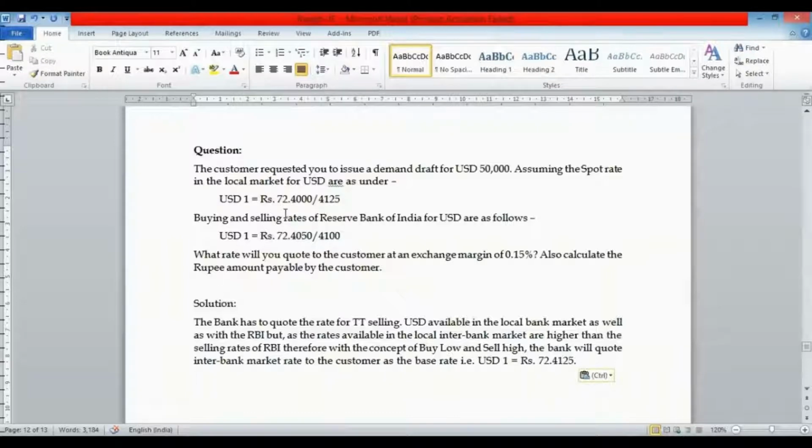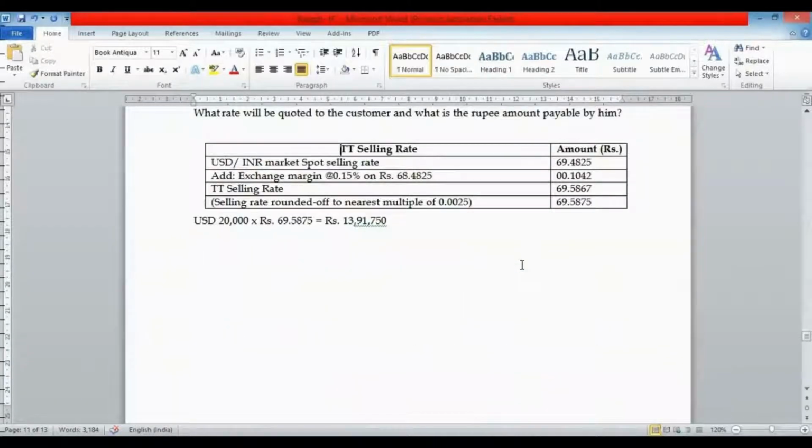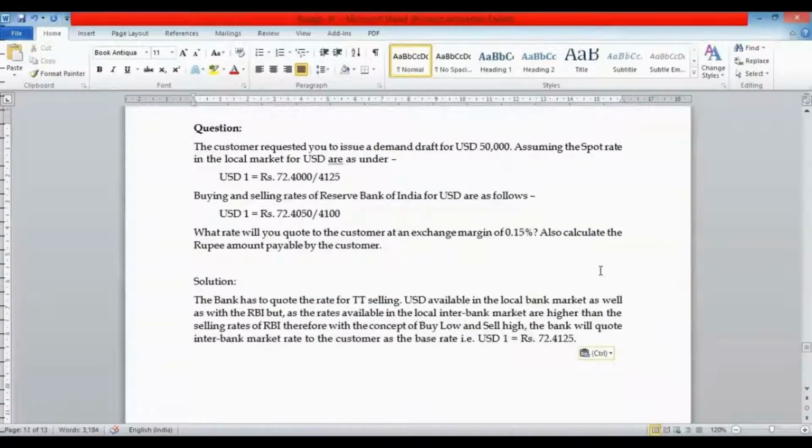So we can say that we will take up 72.4125. This will be the spot rate considered, and on that spot rate we will load an exchange margin of 0.15%. Then you get the selling rate, and that selling rate will be rounded off. This you can do by yourself. I will just show you the solution itself, how it will work.